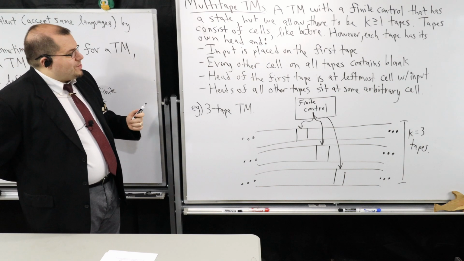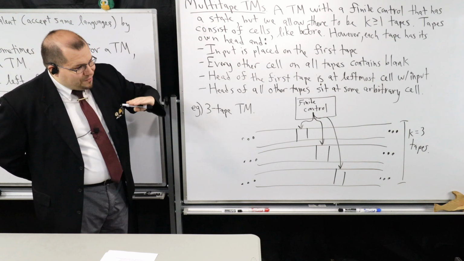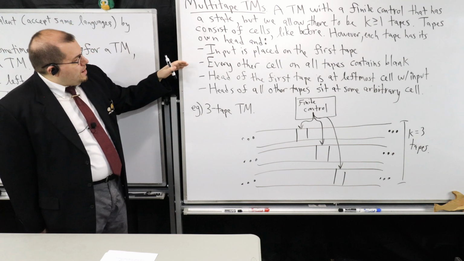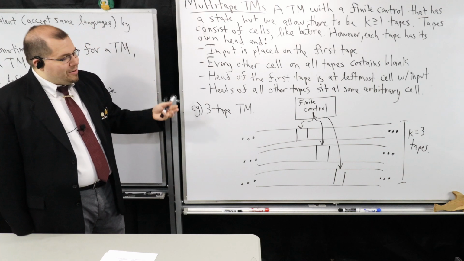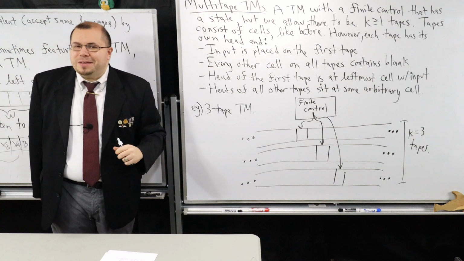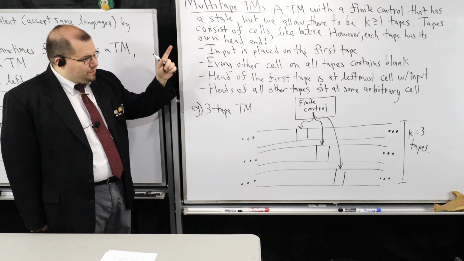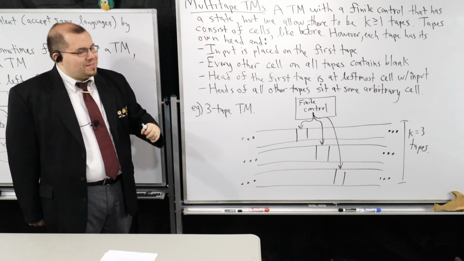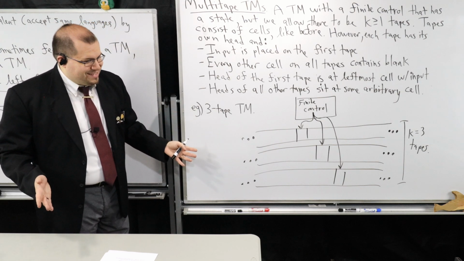Here's how the setup is going to work. The input is going to be placed on the first tape. All the other cells will have blanks on them just like before. The head of the first tape is going to be in the exact same spot you would expect for the regular Turing machine: in the first position, leftmost on the input. However, the heads of all the other tapes are going to be arbitrarily placed.